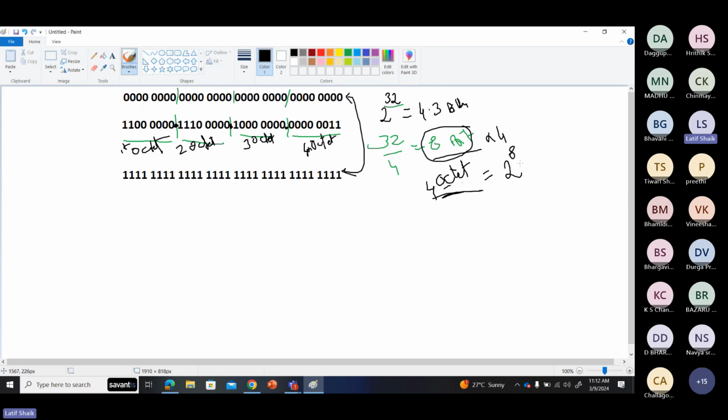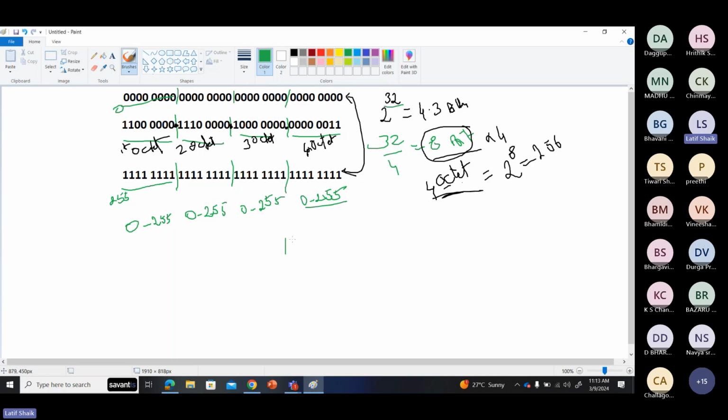Once again, what is an octet? 8 bit. 2 to the power of 8 is 256. So in each octet, the range is 0 to 255. Every octet is minimum 0, maximum 255. So no octet contains more than 255.